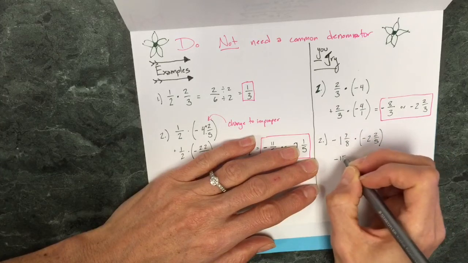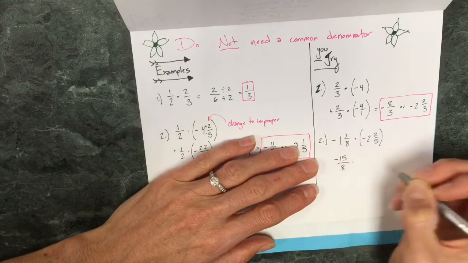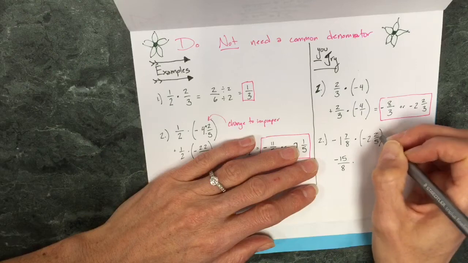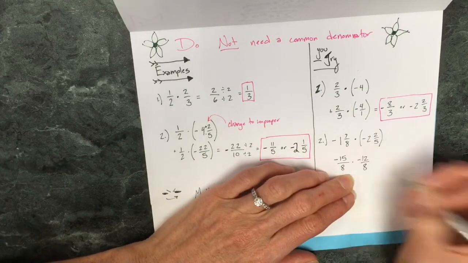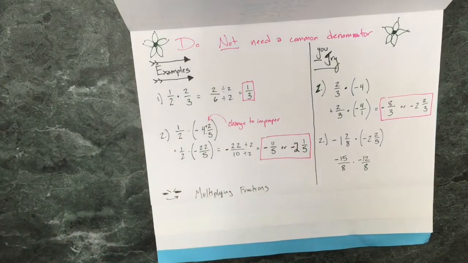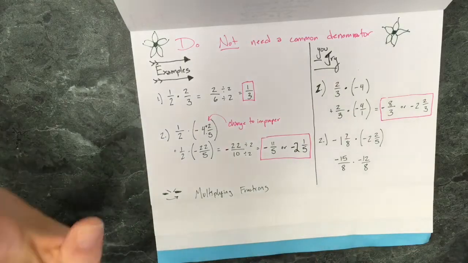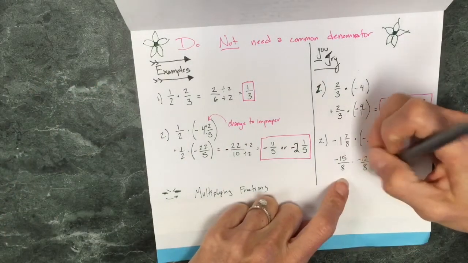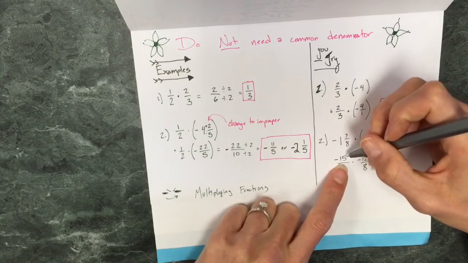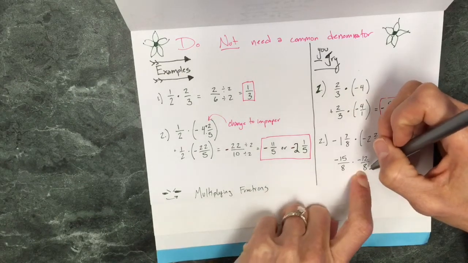So -15/8 times, this would be 5 times 2 is 10 plus 2 is 12. So -12/5. Whew, those are big numbers. I'm wondering if I can simplify this a little bit beforehand, like do some cross canceling. So you look across diagonal to see if there's a number that goes into both 8 and 15.